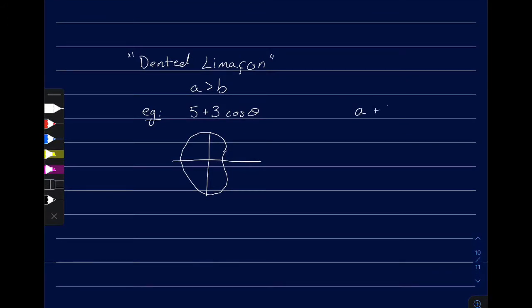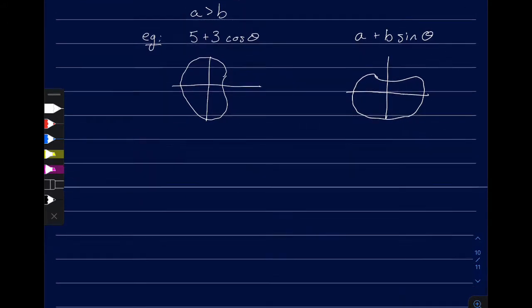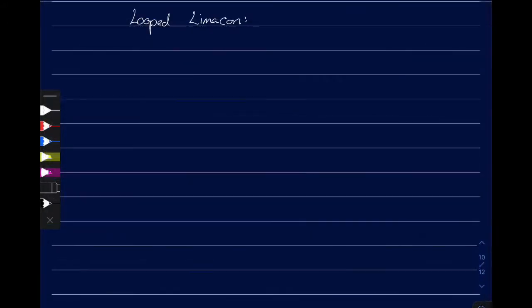And then having something of the form a plus b sine theta with the same conditions, we would have a dented limacon that points somewhat upwards. So we get this weird little kidney bean shape. I would recommend going into a graphing utility and actually graphing it, because my drawings, I'm not the most artistic person, so they don't really do them justice.